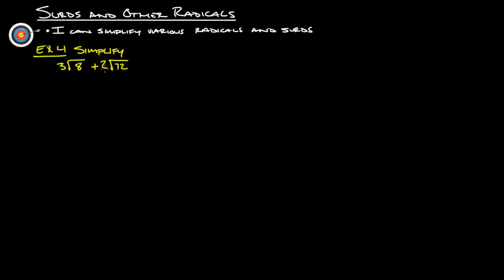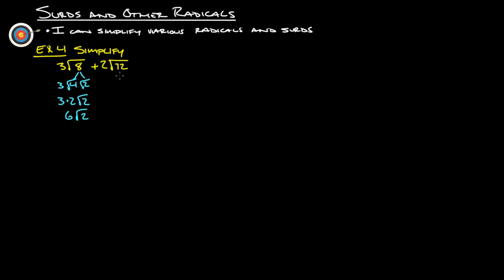Example 4. Simplify 3 root 8 plus 2 root 72. Again, we want to simplify this root 8 as much as we can. That breaks down into 4 and 2. So that's 3 times root 4 times root 2. Square root of 4 is 2, so this simplifies to 6 root 2.